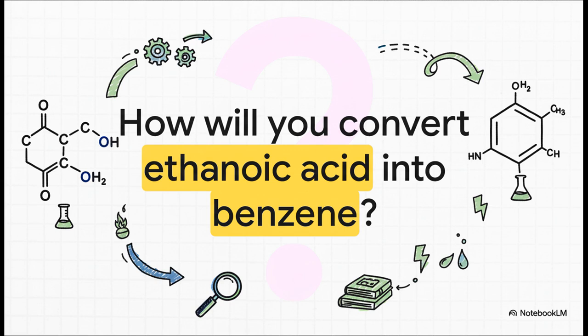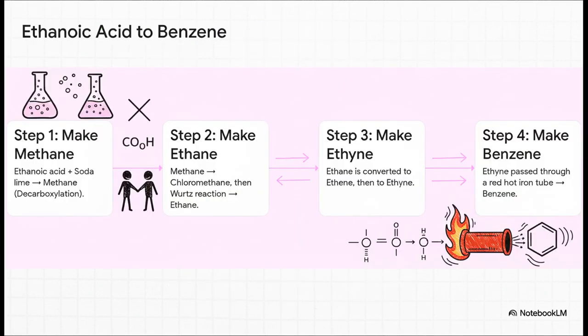Whoa. At first glance, it looks really tough, right? But it's not. It's just a puzzle. All we have to do is connect the different reactions that you already know. Let's solve this puzzle together, step by step. Okay, so here's the path from ethanoic acid all the way to benzene. Let's trace the steps. Step 1.